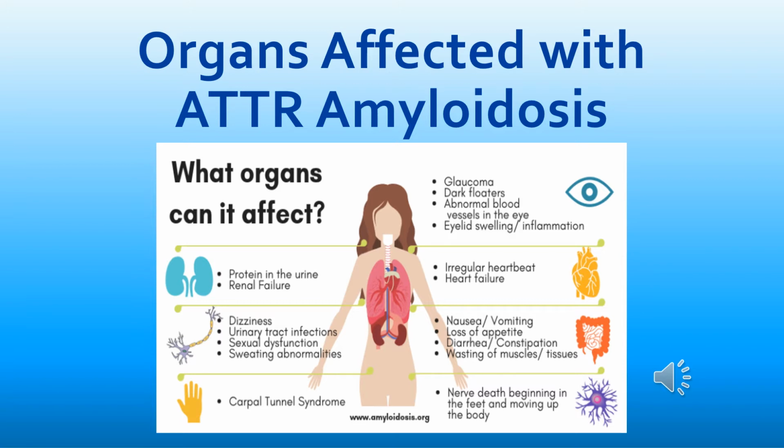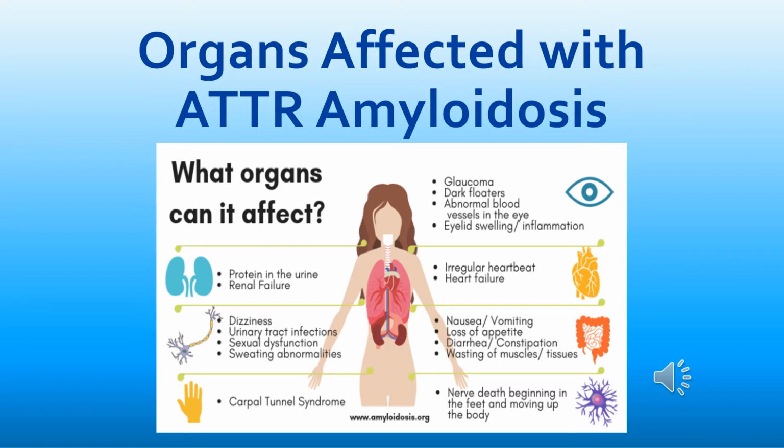But I want you to be aware that if it starts really developing into a problem that is affecting quality of life, that's when we worry about it. Abnormal blood vessels in the eye. If you're having abnormalities with the blood vessels in the eye, when you go to the optometrist, he's going to tell you things are abnormal. Eyelid swelling and inflammation. If you have a problem with that and didn't have a problem with it before, there may be something going on.